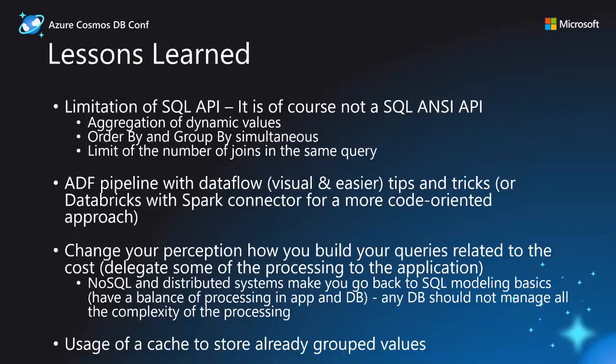Actually, it's lower cost from a performance perspective and also from a money perspective, because Cosmos is based on resource usage, so it is cheaper to run several queries instead of one. Having said that, you still have to know the limitations of the SQL API that we have implemented. One of them is, for instance, the limit on the number of joins in the same query.